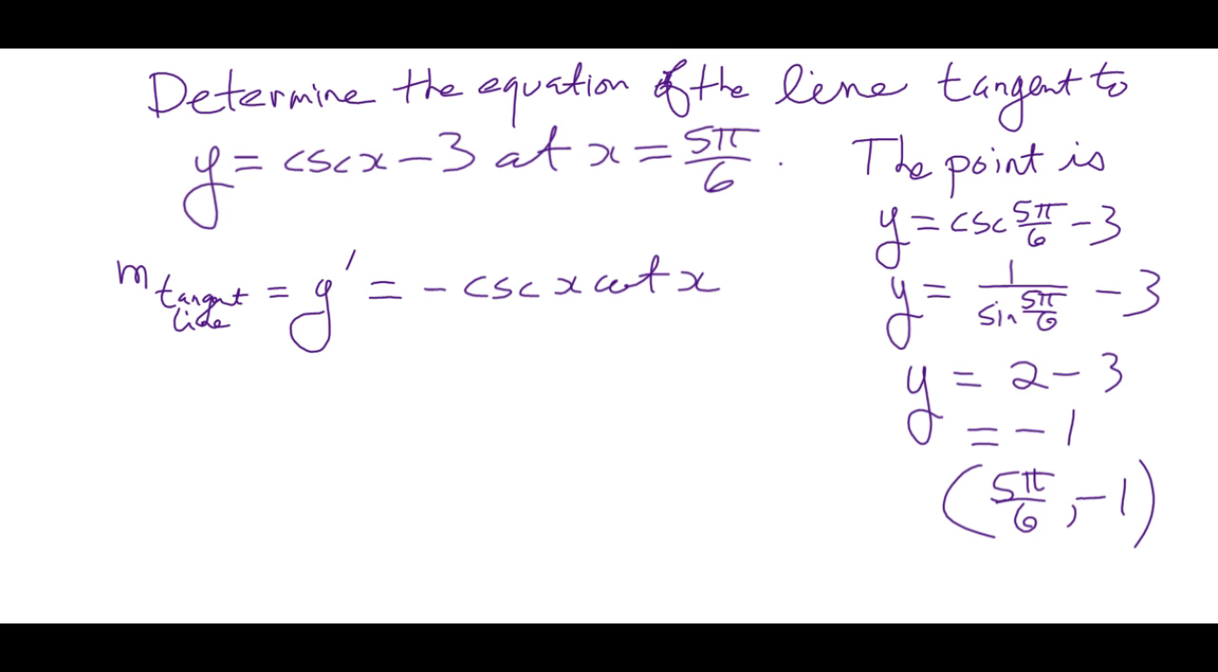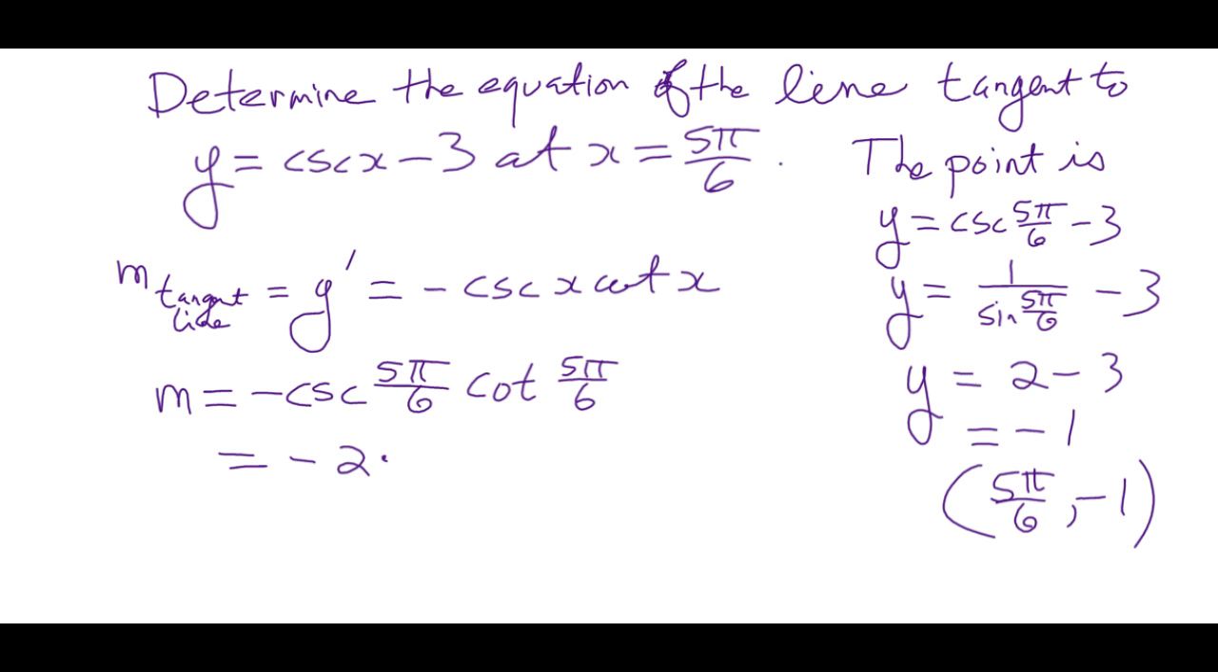Okay, we've got a point, we've got the slope formula, but we need the actual slope at the point, well, at the x value. So our slope is going to be minus cosecant of 5 pi over 6 times cotangent of 5 pi over 6. See, all this, not wasted. We know the cosecant of 5 pi over 6 is 2, so we've got negative 2.